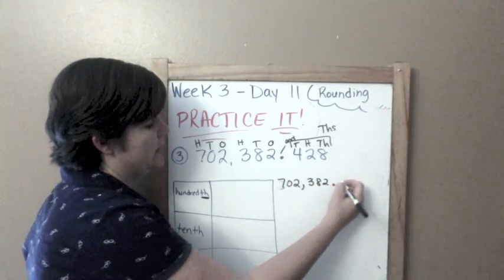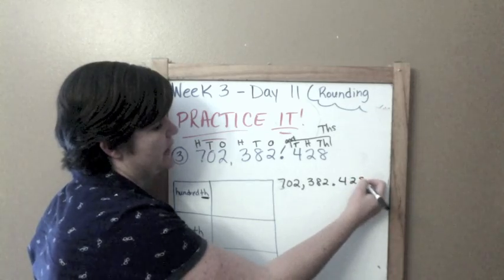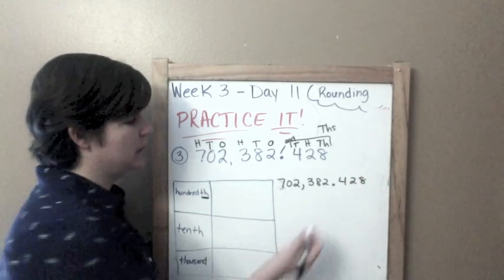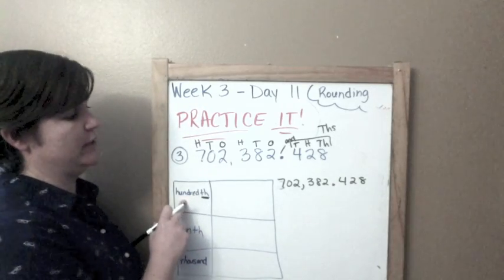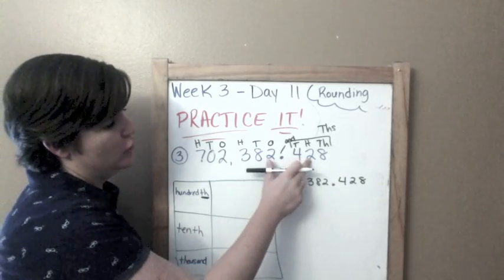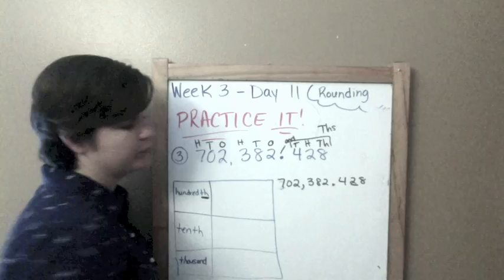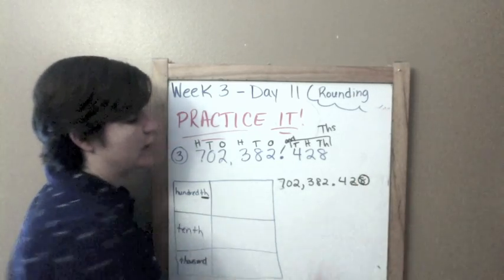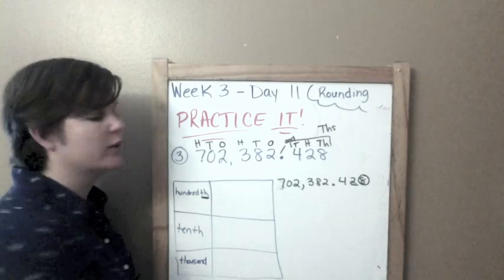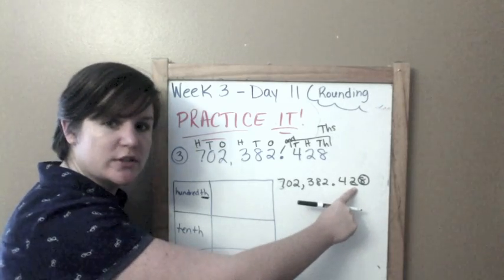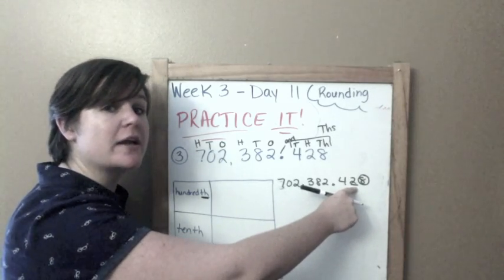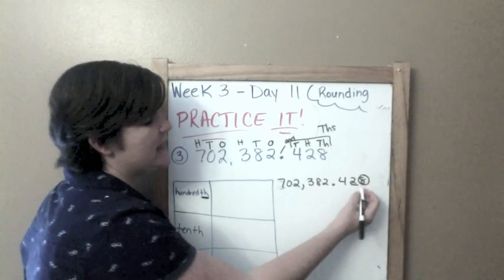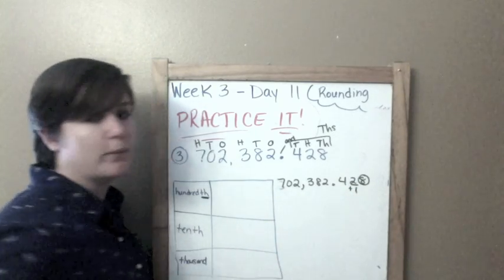702,382 and 428 thousandths. Find and underline the place that we're talking about. That place is the hundredths place, which is our 2. Circle the digit to the right of the rounding place, which is our 8. Now what do we do here? Do we add 1 to the 2 or do we do nothing? Right, we add 1 because this 8 is 5 or more.